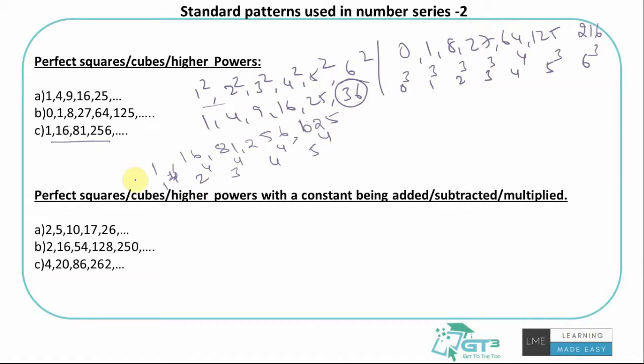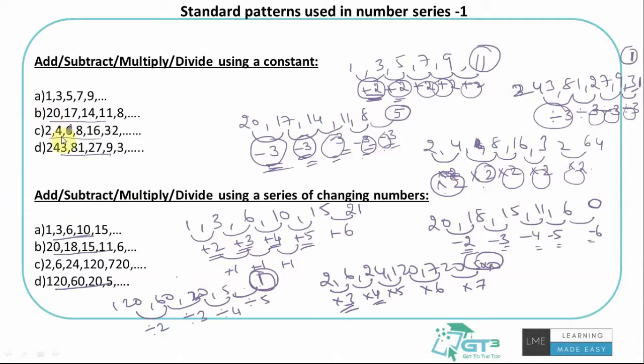Right? So again, slightly similar to what we have seen in the earlier patterns. Instead of adding a fixed number or changing number, we rather add it to the perfect squares or cubes. That is basically the mix of this and what we have seen in this, right? This or this. So there's the mix of both.